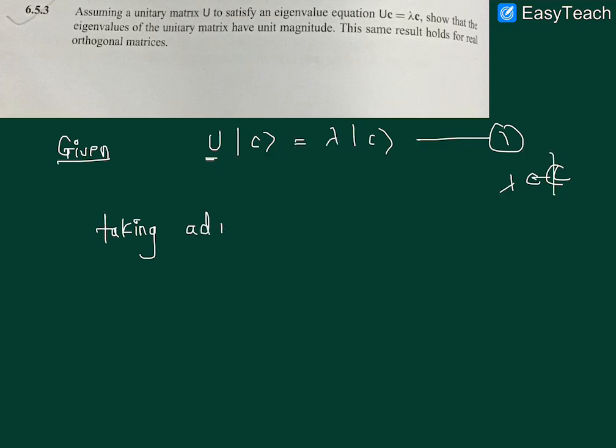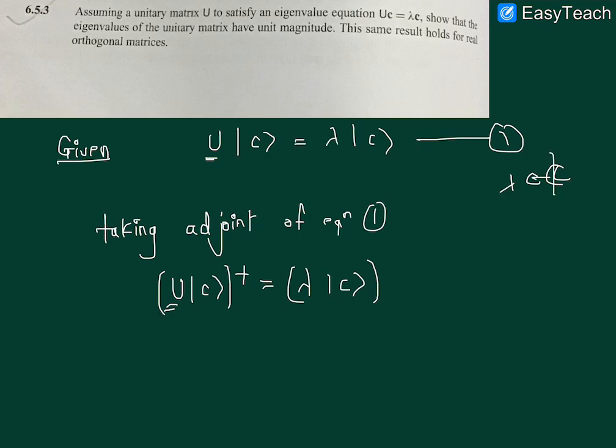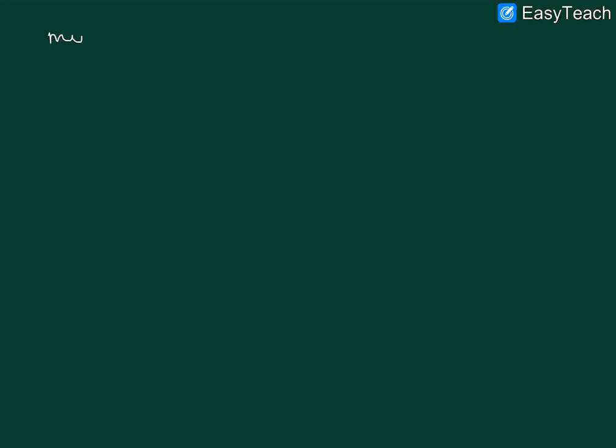Now, taking the adjoint of equation 1, that is nothing but (UC) dagger equals (lambda C) dagger. So this gives me C dagger U dagger equals lambda star C dagger. Okay, that is equation 2.